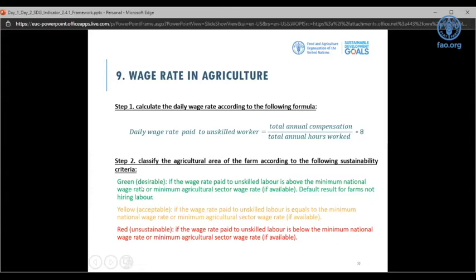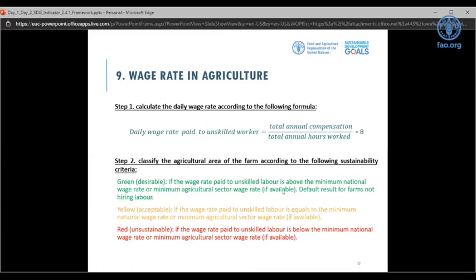Now, what are the criteria or the thresholds proposed for us to classify the agriculture holding and agricultural land area green, yellow, and red? If the wage rate paid to the unskilled laborer by the given holding is above the minimum national wage rate, or minimum agriculture sector wage rate, whichever is available, then we classify this holding as green.